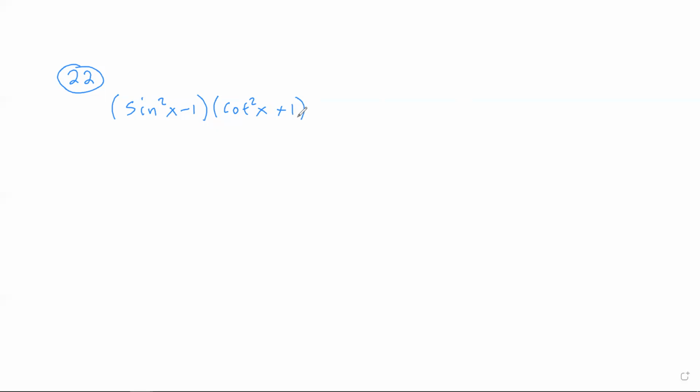Sine square of x, you can turn that one into cosine square, right? So we can use the Pythagorean. So we've got sine squared of x plus cosine squared of x equals 1. The cotangent also has an identity with cosecant square. And here we've got cotangent squared of x plus 1 equals the cosecant squared of x.